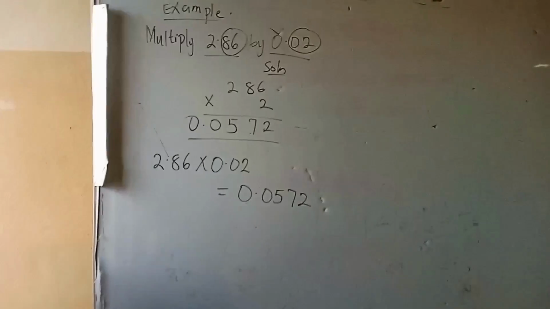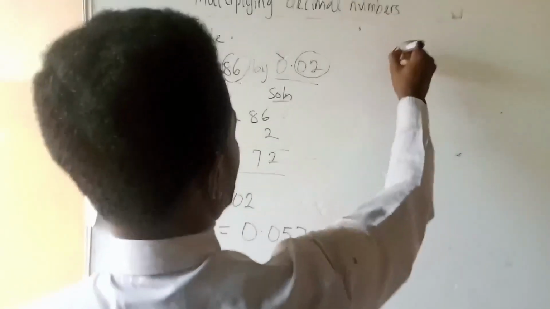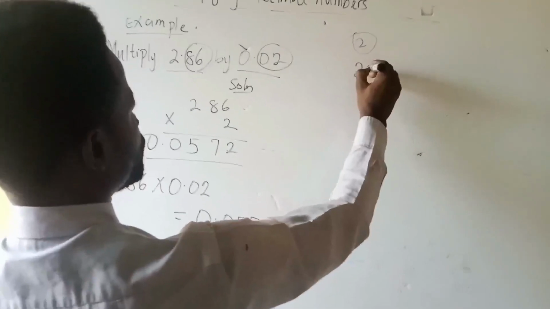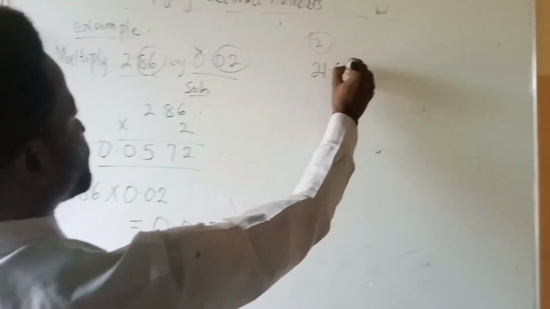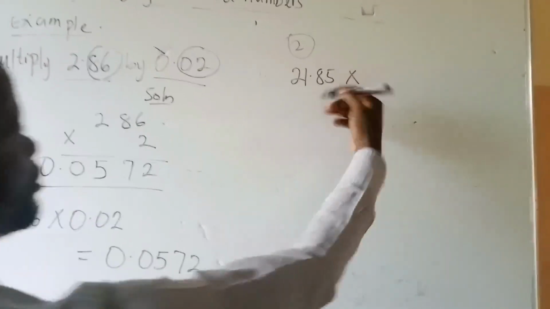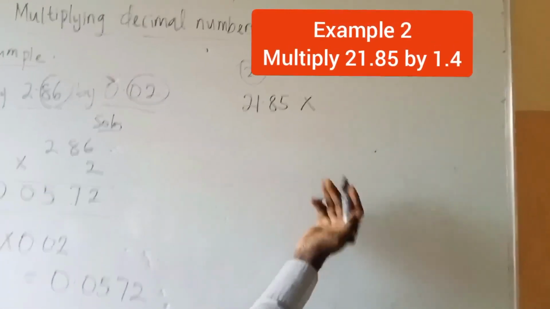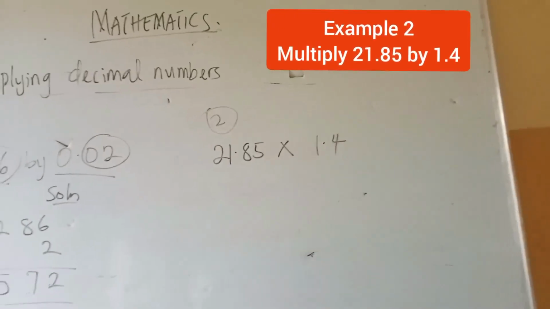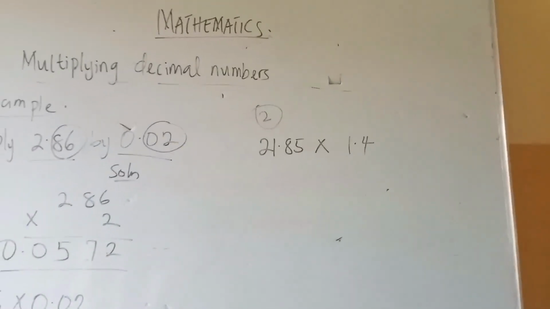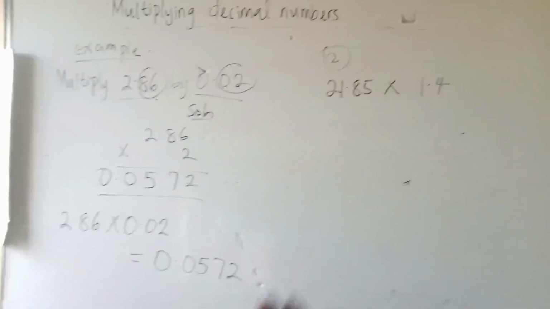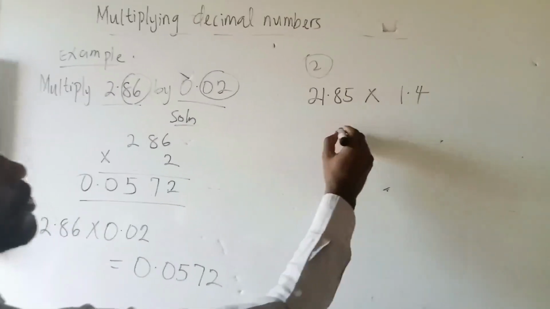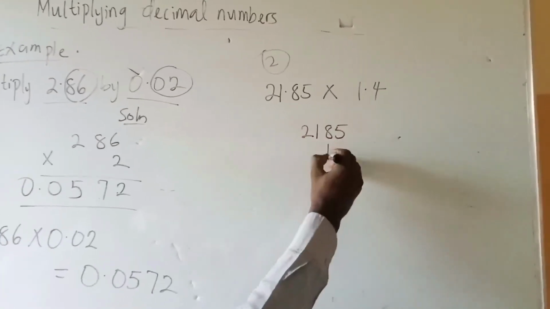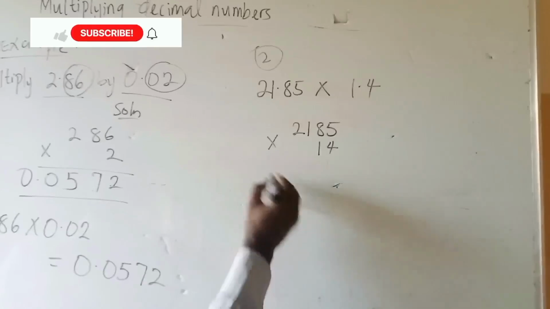Let's take another question. Let me say example 2: 21.85 multiplied by, I can just pick a number, 1.4. Like I said in the previous example, you neglect the decimal point. Just say 2185 multiplied by 14.